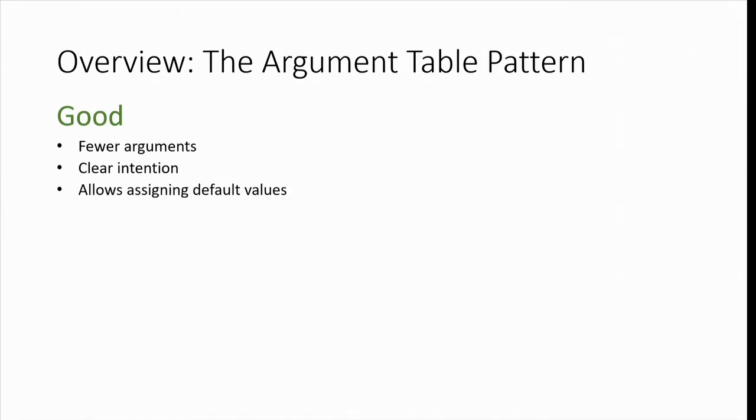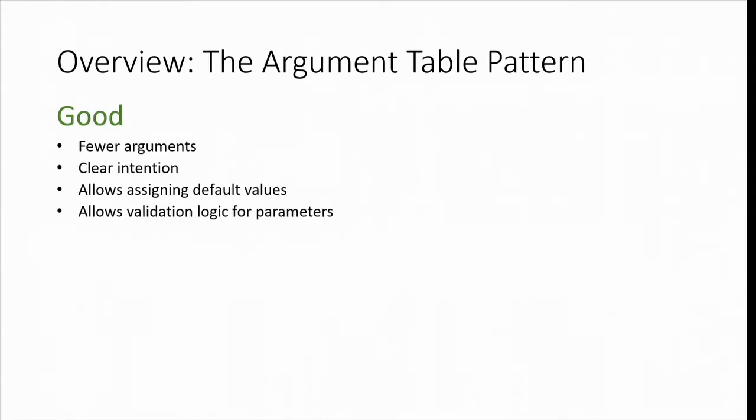One thing that we wanted to do with the design patterns is to not only say why they are good, but also why they are bad or when not to use them. So here's the overview. You get fewer arguments. It's a clear intention of what the code does, because now in this table, the field names are telling you what they mean. So you don't have to remember that parameter number 7 was true or something like that.